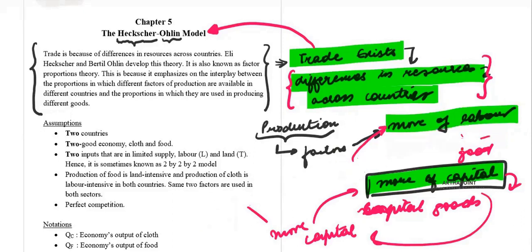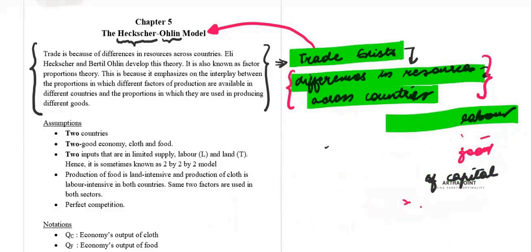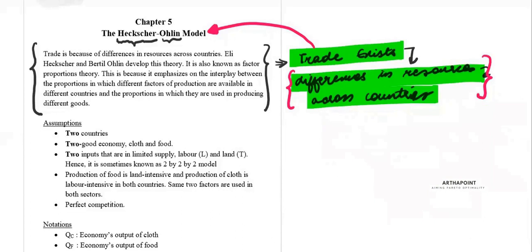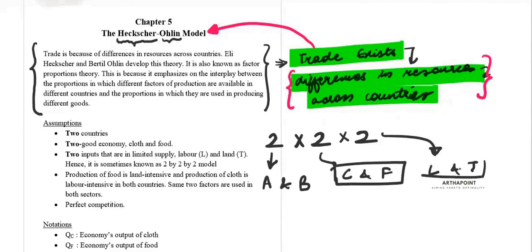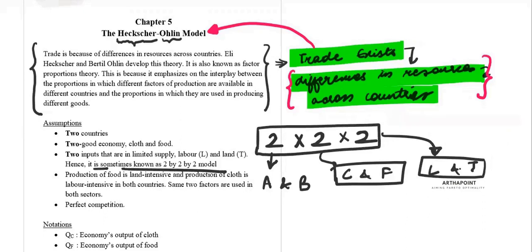Now let's go to a few of the assumptions of this model. First of all, we assume that there are two countries. Then we assume that we are talking about two goods. Then we assume that we are talking about two inputs. So two countries, A and B, two goods, cloth and food, and two inputs, labor and land. This is known as a 2 cross 2 cross 2 model. Hence this model is sometimes known as a 2 cross 2 cross 2 model.